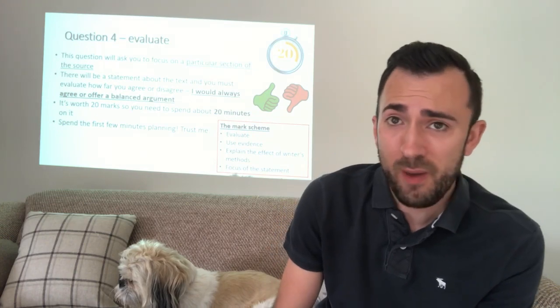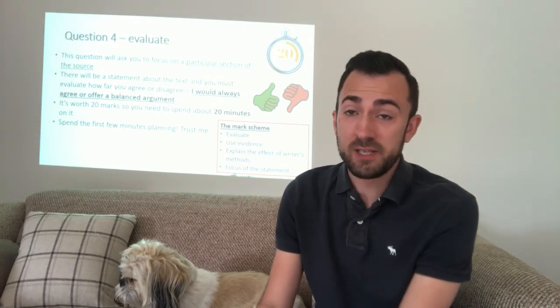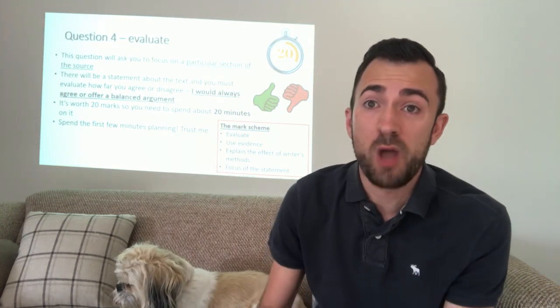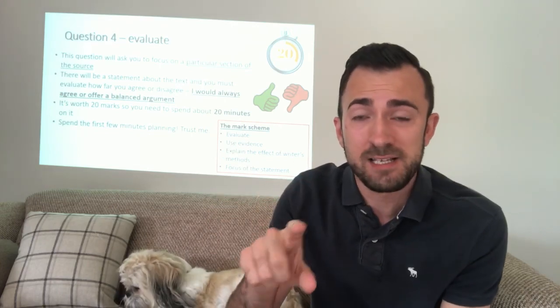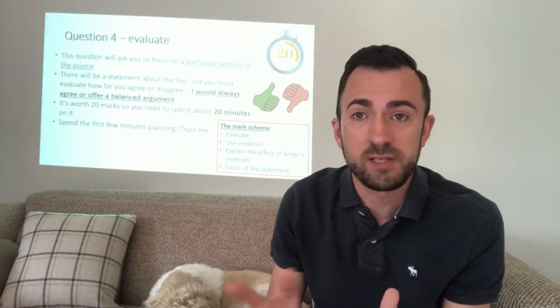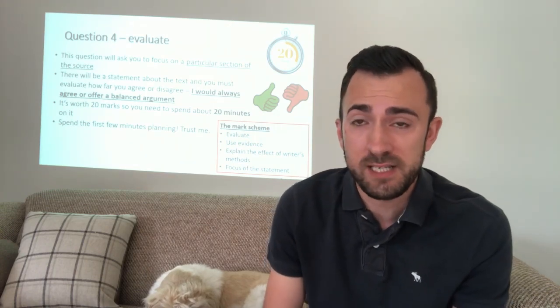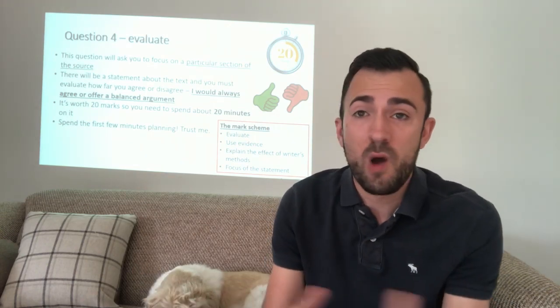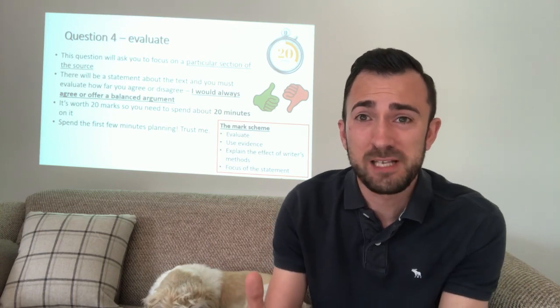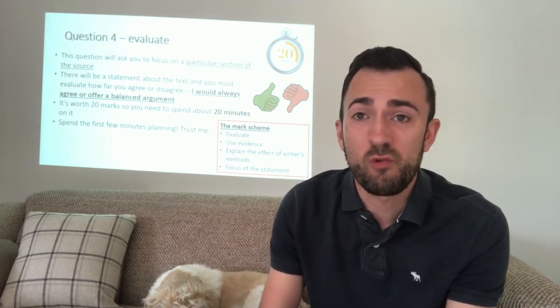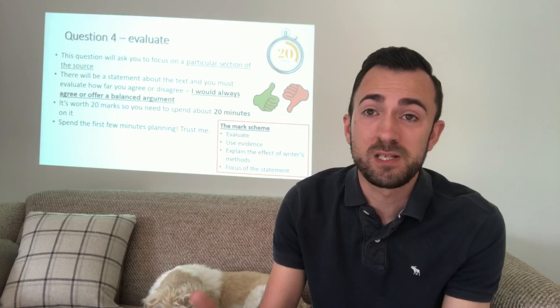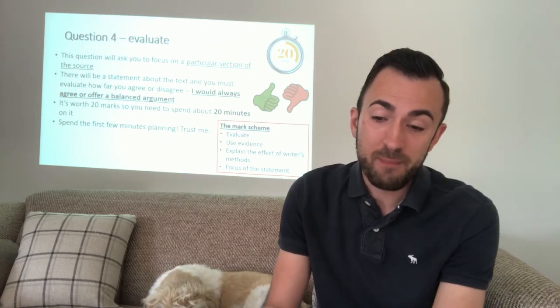Question 4 then is the evaluate question. It will ask you to focus on a particular section of the extract. What I would do is draw a box around that section, so that we don't wander off into other parts of the text. It will give us a statement and it will ask us to agree or disagree with it. We can do either, or we can offer a balanced argument. I always personally find it's generally easier to agree with the statement and then perhaps offer a balanced one if we wanted to. It's 20 marks.